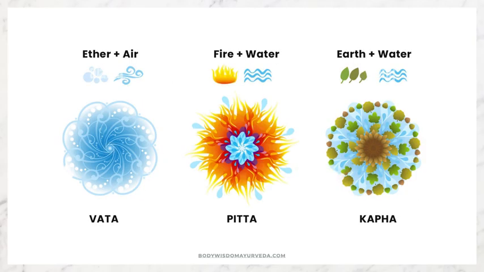All three doshas are present in each one of us, but the ratios among them vary a great deal from one person to the next. And then to complicate matters further, the ratios among the elements and the gunas that make up the doshas tend to vary as well, as do the way that these building blocks tend to manifest, where they show up and how they show up.